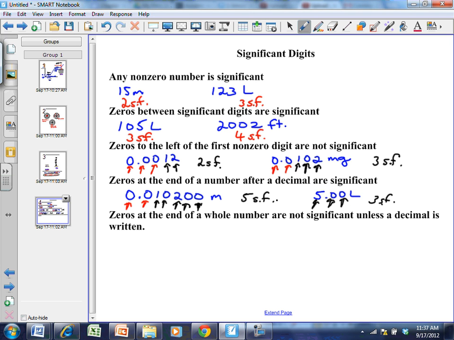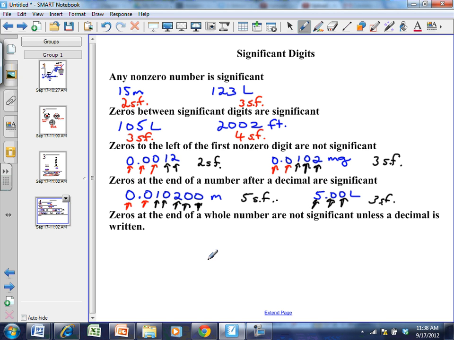Basically, they're significant because you're reporting them. When I write 5.00, I'm saying my measuring device goes to the tenths place, and I'm estimating the hundredths place. If my measuring device doesn't go to the tenths place, I'm not going to write 5.00 liters. If it only goes to the ones place, I'm going to write 5.0, not 5.00. So by reporting more zeros, I'm saying my device has a greater level of precision.